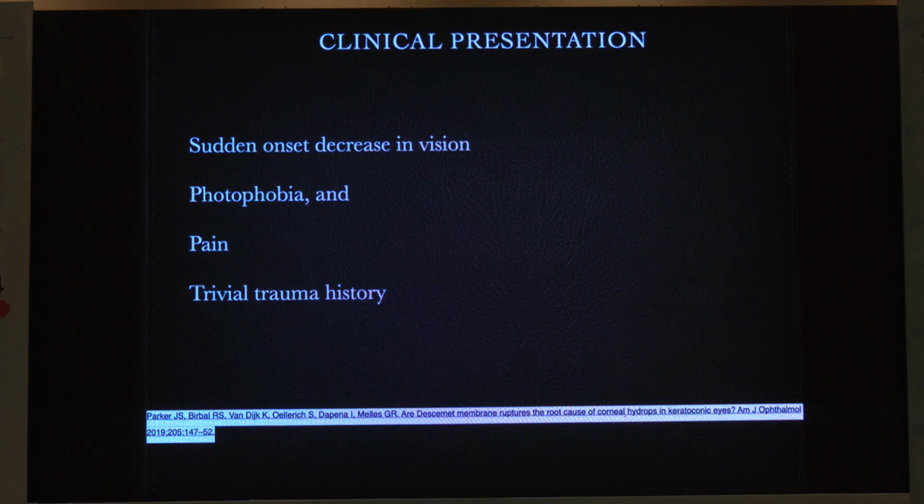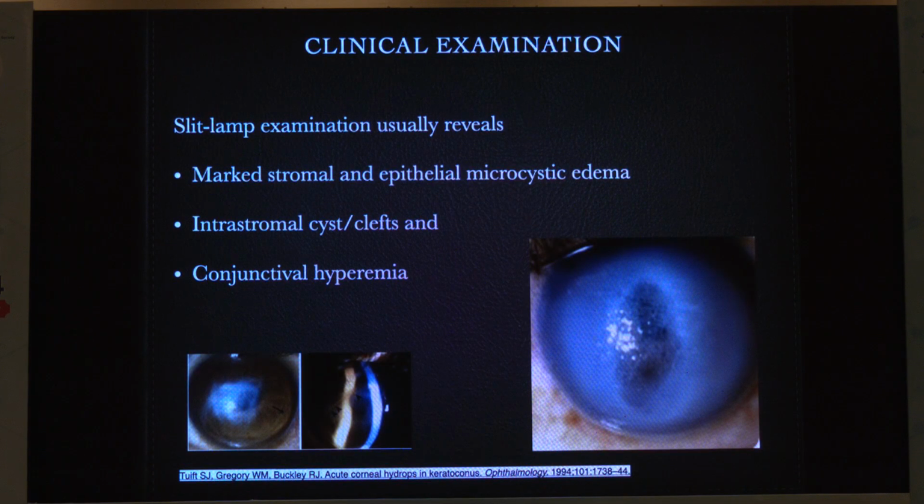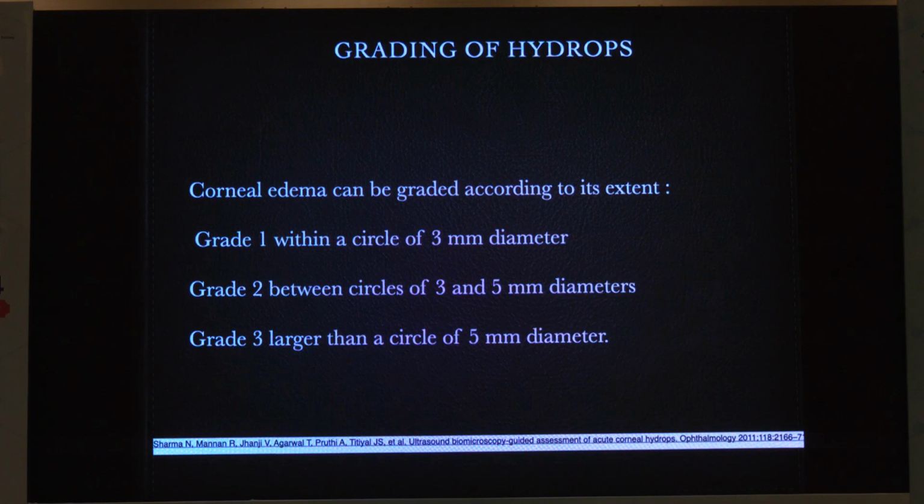So how do they present? The presentations are sudden onset of decrease in vision, photophobia, pain, and trivial trauma history. The various risk factors which are associated with increased risk of corneal hydrops include earlier age of onset in keratoconus, eye rubbing, vernal keratoconjunctivitis, atopy, Down syndrome, and amongst all, the rubbing of eye remains to be the most important risk factor. On slit lamp evaluation, we can find marked stromal and epithelial microcystic edema, and there are intrastromal cysts and clefts, and conjunctival hyperemia is also noted in such patients.